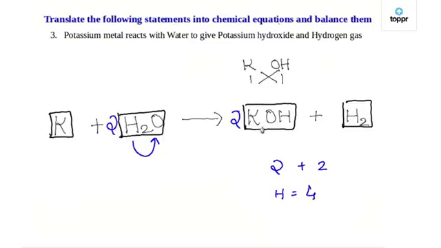Now what is remaining is potassium. Here potassium is 1, so we have to balance potassium. Potassium also becomes 2 now. So the balanced chemical equation becomes 2K plus 2H2O gives 2KOH plus H2. Now let us learn the valencies of ions so that we can write down the chemical equations properly using the proper chemical formulas of compounds.